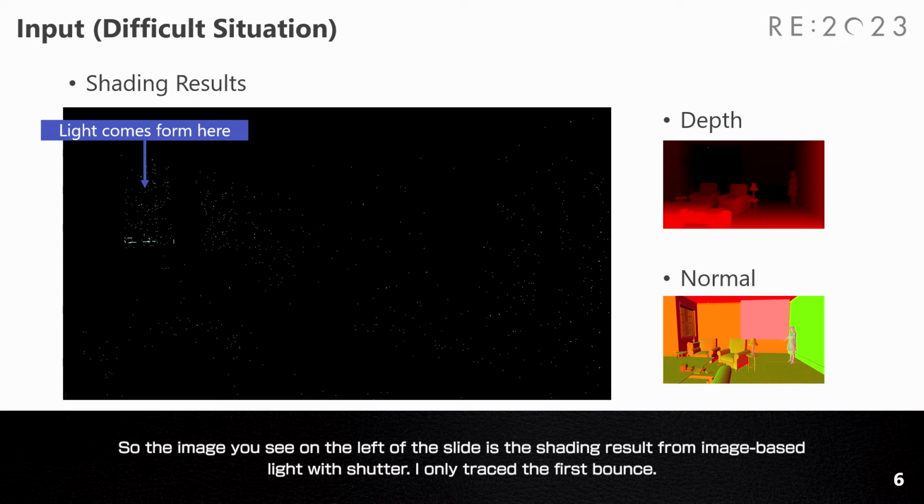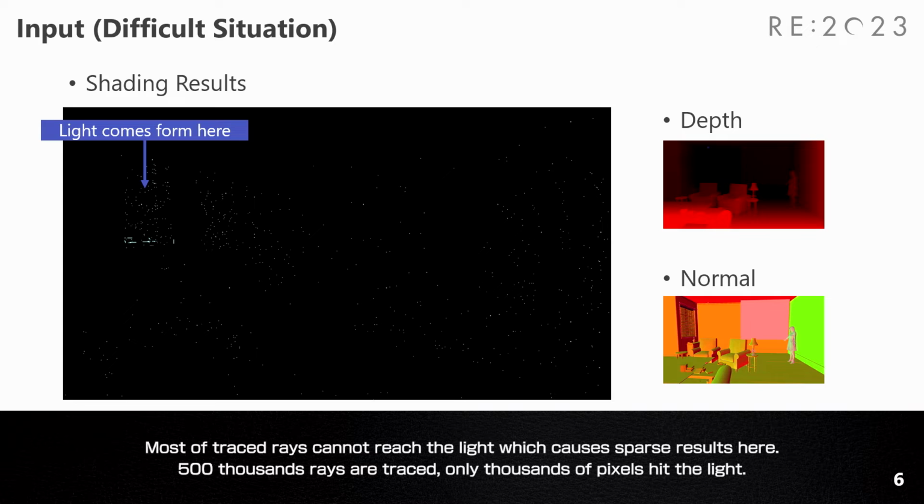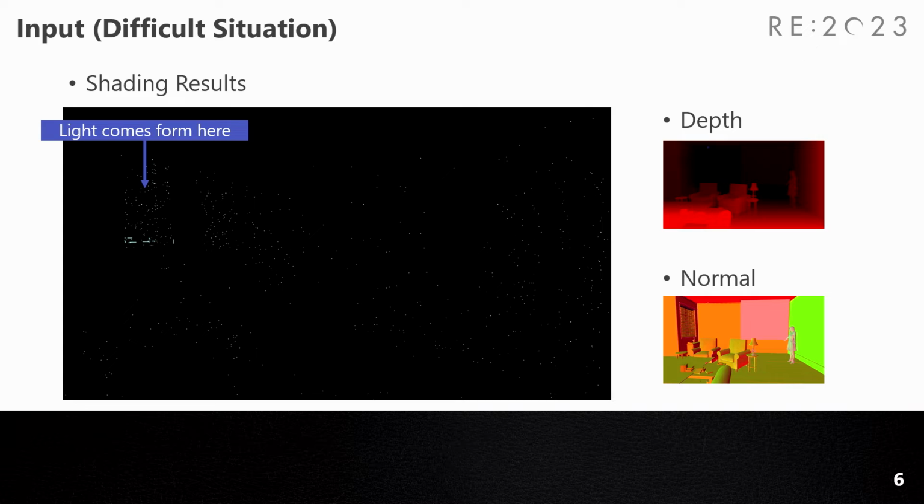So, the image you see on the left of the slide is the shading result from image-based light with a shutter. I only traced the first bounce. Most of the traced rays cannot reach the light, which causes sparse results here. 500,000 rays are traced. Only thousands of pixels hit the light. We got the shading result, depth, and the normal buffer for the guided filter.